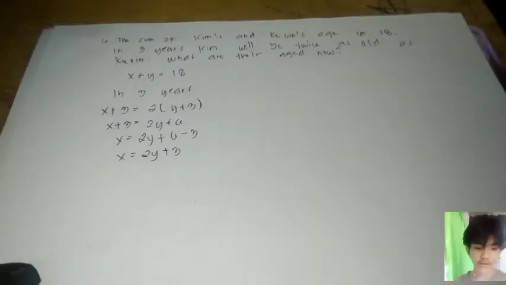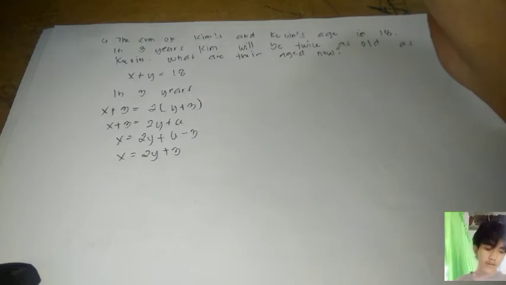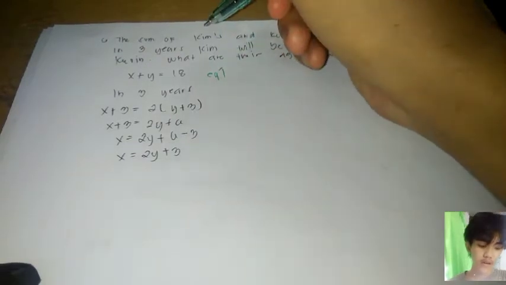Number 6, we have the sum of Kim's and Kevin's age is 18. In 3 years, Kim will be twice as old as Kevin. What are their ages now? So we have here x plus y equals 18. So that's the equation 1. And in 3 years, we have x plus 3 equals to 2 quantity of y plus 3.